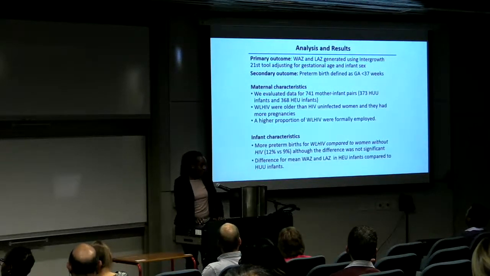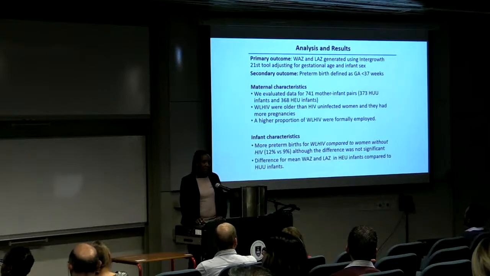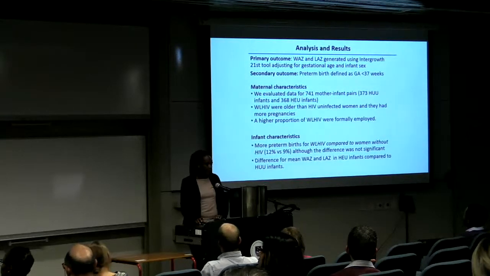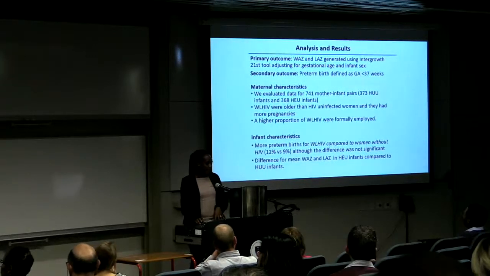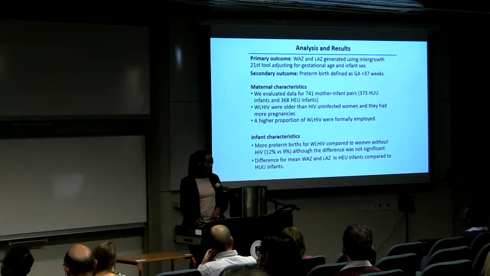So for our analysis, the primary outcome is weight for age Z score and length for age Z scores, which were generated using the Intergrowth 21st Phase 2. It adjusts for gestational age and infant sex. And then a secondary outcome, preterm birth, defined as gestational age less than 37 weeks.